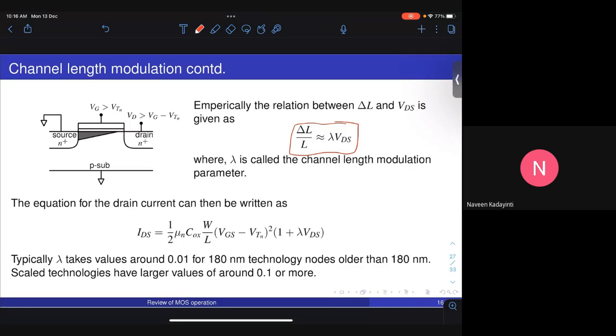So then we can write IDS as 1 by 2 mu n Cox W by L into Vgs minus Vt and the whole square into 1 plus lambda into VDS. Now this lambda is commonly known as the channel length modulation parameter, and its value depends on the technology. As the technology becomes smaller, the value of lambda becomes larger. For example, for 180 it's around 0.01. If you look at some 65 or 45 nanometer, you might take even values as high as 0.1.